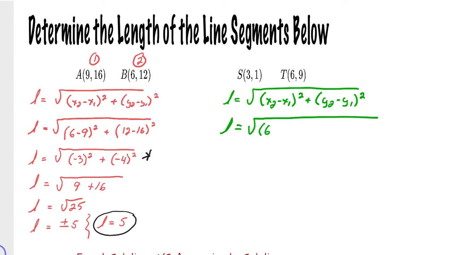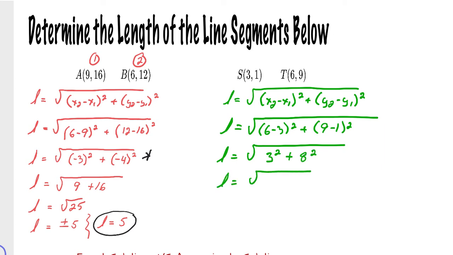So it becomes 6 minus 3 plus 9 minus 1. So in this example, once we tidy up our brackets, 6 minus 3 is positive 3, so I don't need to throw a bracket there. And 9 minus 1 is 8, so again, no bracket required. And now we're going to get 9 plus 64, which is the square root of 73.